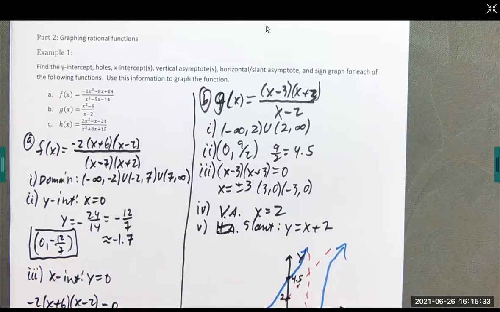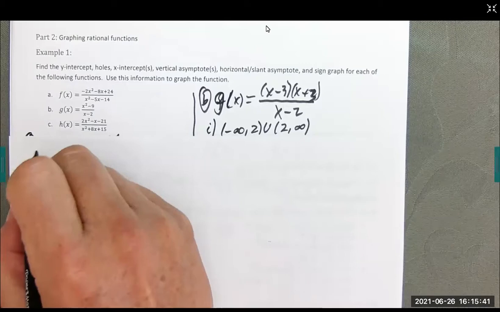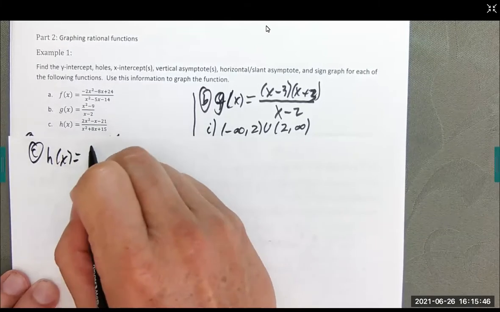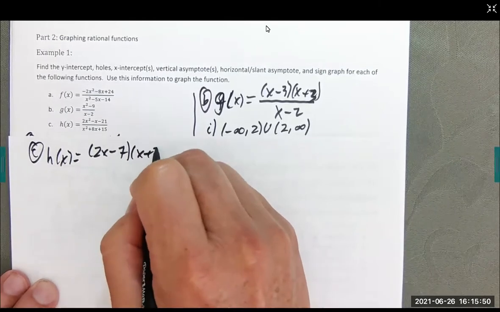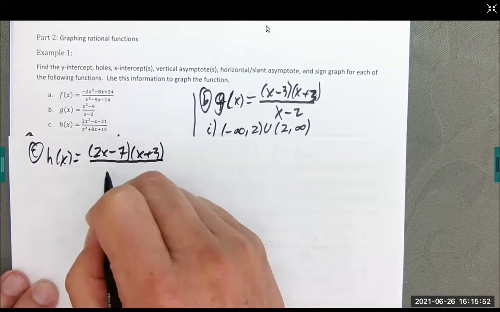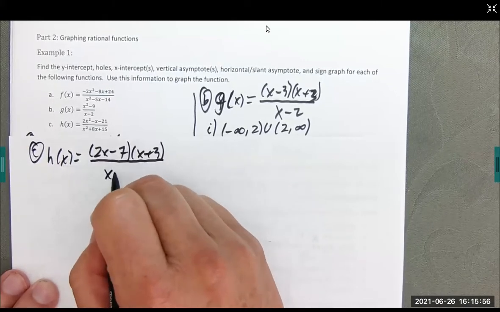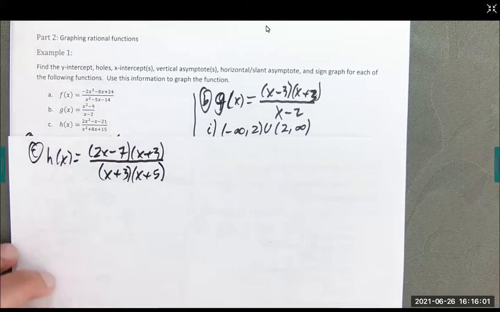Part C, I'm going to rewrite factored. So C, h of x is 2x minus 7, x plus 3, over x plus 3, x plus 5. All right, we have a hole. So let's write this out first.